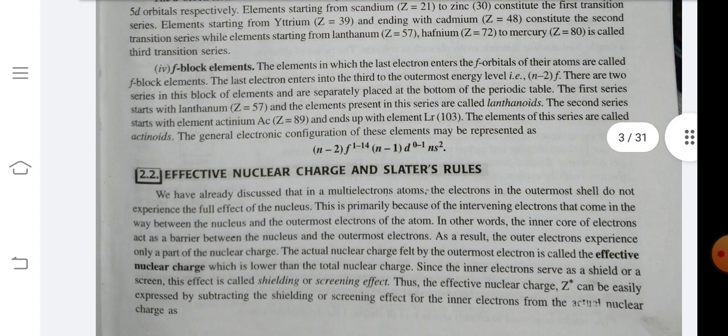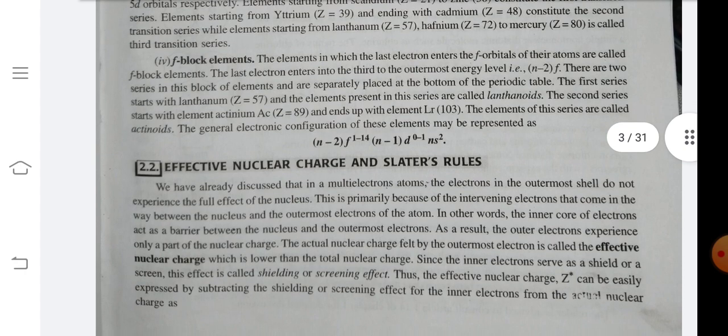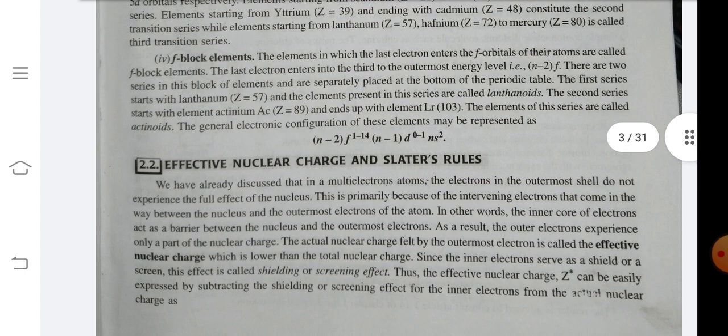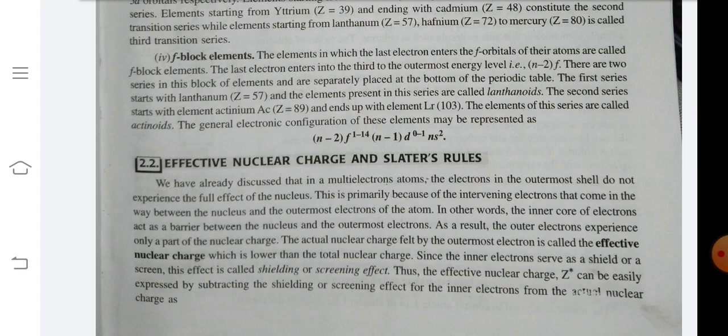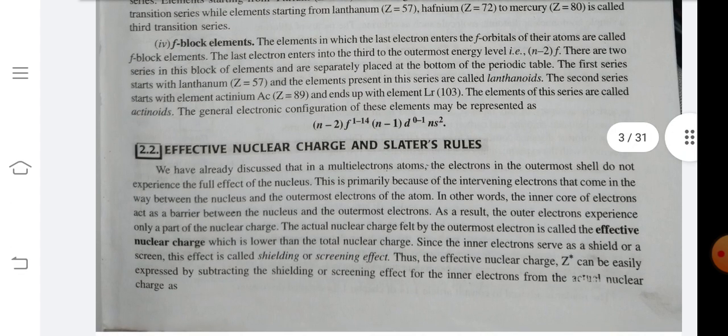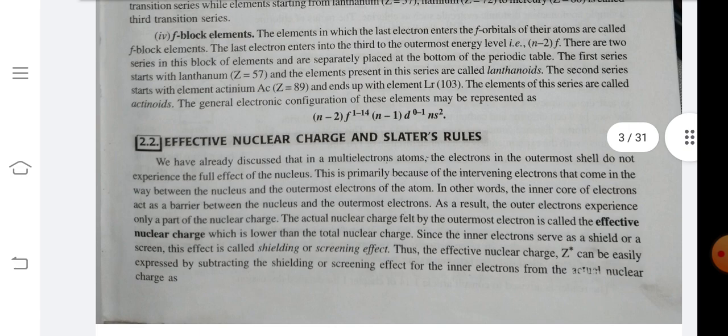F block elements. The elements in which the last electron enters the f orbitals of their atoms are called F block elements. The last electron enters into the third to the outermost energy level, that is (n-2)f. There are 2 series in the f block of elements and they are separately placed at the bottom of the periodic table. The first series starts with lanthanum, and the elements present in this series are called lanthanoids. The second series starts with element actinium and ends up with element Lr 103. The elements of this series are called actinoids. The general electronic configuration of these elements may be represented as (n-2)f1 to 14 (n-1)d0 or 1 ns2.